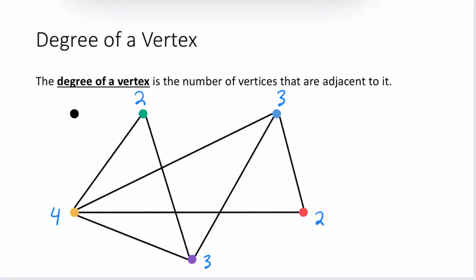And then the degree of the black one would be 0 because there are no edges that attach the black vertex to any of the other vertices. So the degree of a vertex is a number that describes how many vertices are adjacent to that vertex.